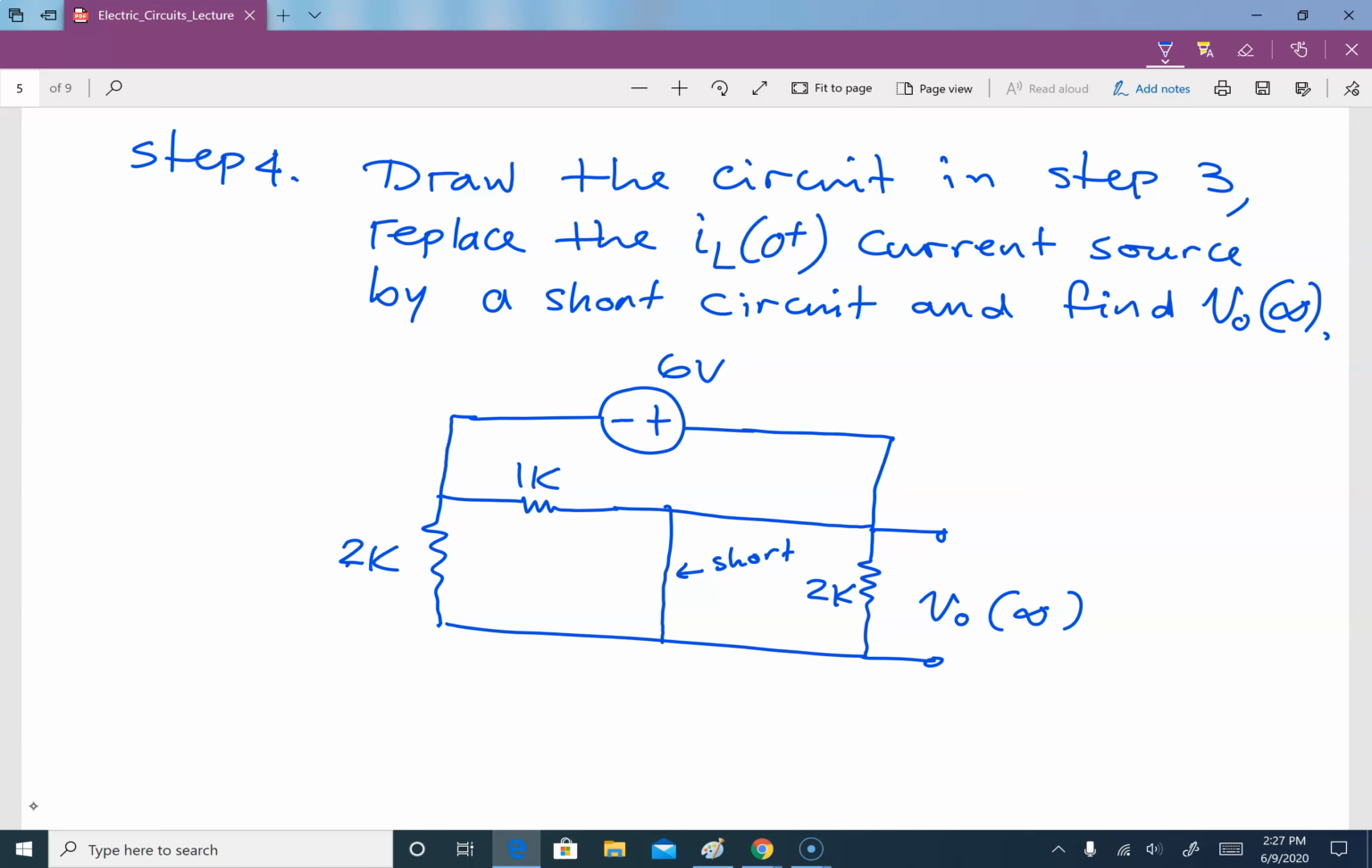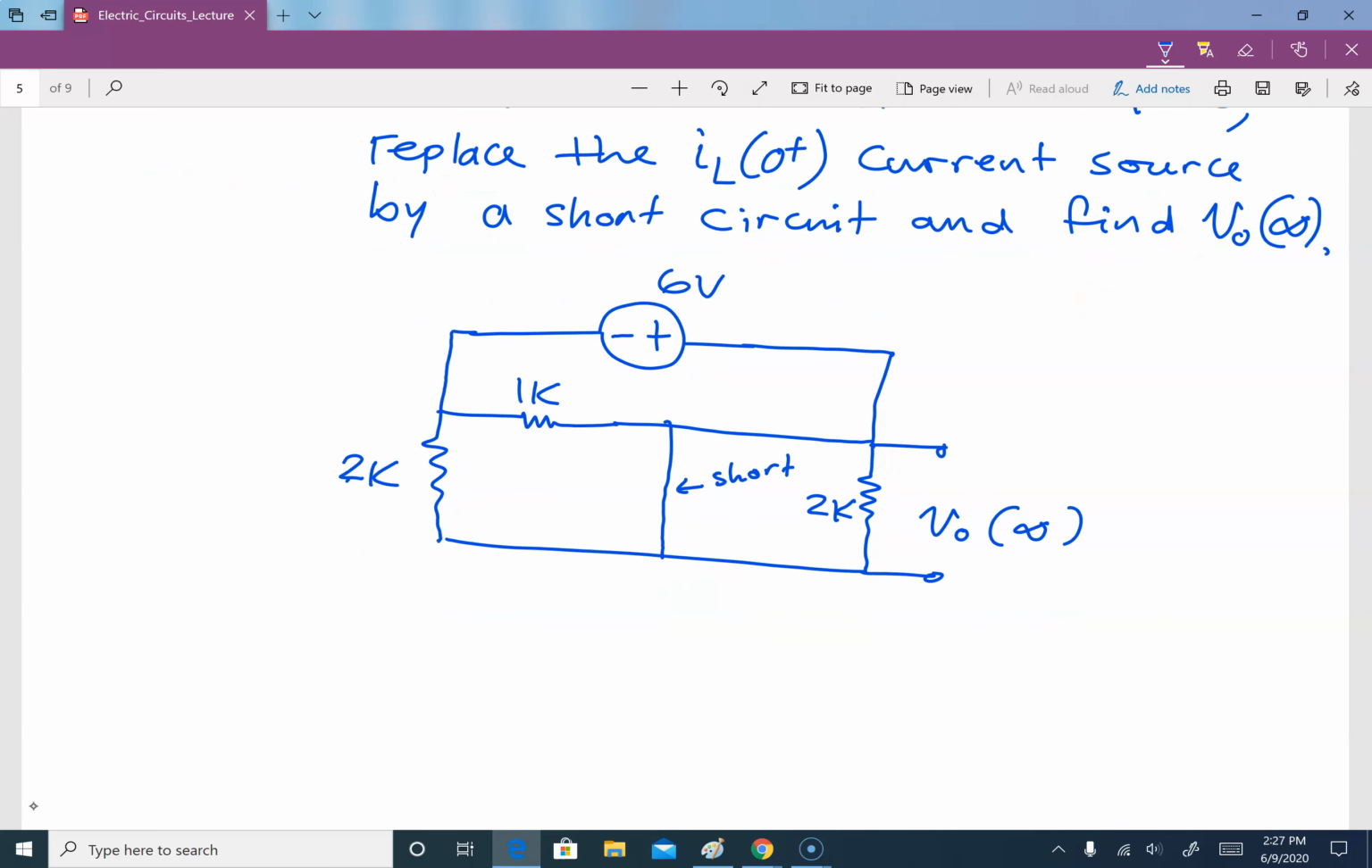So if you look at this here, you can use any analysis technique you want. However, if you look at it by inspection, if there is a current, for example, flowing over here, that current will come over here and it will come over here. Why is that? Because this 2 kilo ohm resistor is shorted out. You see this short here and this short? So nothing is flowing through that 2 kilo ohm resistor. Then we can say that our V0 of infinity is equal to 0.